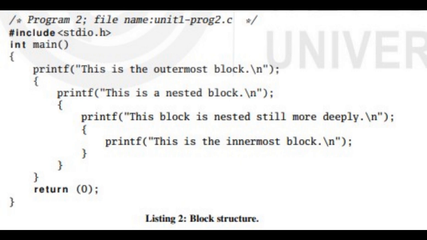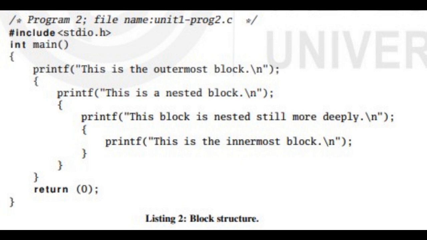You will find it easier to read and debug the programs if you align the braces in the same column. For the same reason, the braces of blocks which are nested inside other blocks are indented a few spaces to the right from the braces of the enclosing block. Listing 2, block structure. Look at the screen.